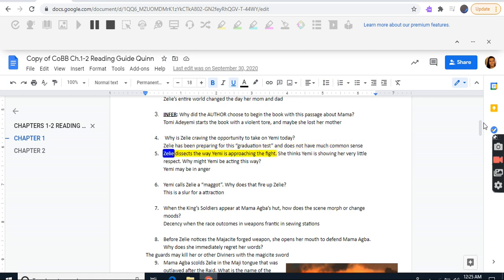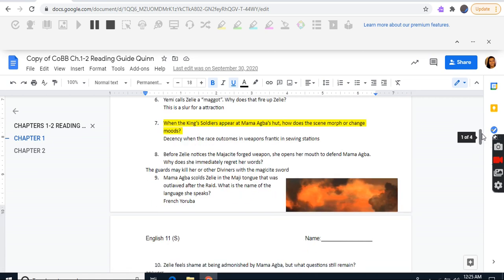5. Zeeley dissects the way Yumi is approaching the fight. She thinks Yumi is showing her very little respect. Why might Yumi be acting this way? Yumi may be in anger. 6. Yumi calls Zeeley a maggot. Why does that fire up Zeeley? This is a slur for attraction.